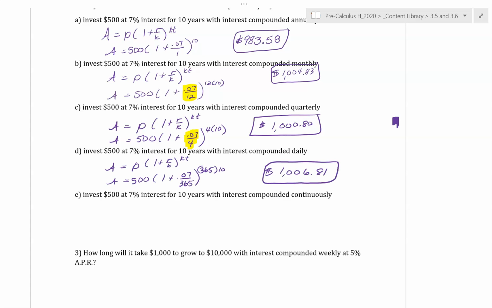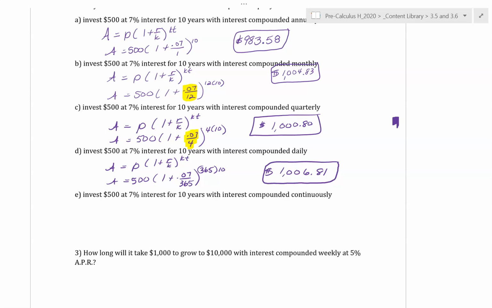Okay, so notice part D, $1,006.81. That would be more than compounded monthly, because now we're compounding our interest daily. So 365 times a year is more than 12 times a year. So we should end up with more at the end of that 10-year period. So lastly, we're going to talk about part E.